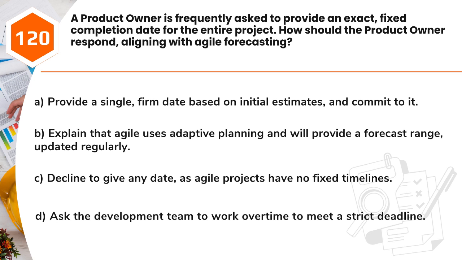Question 120. A product owner is frequently asked to provide an exact, fixed completion date for the entire project. How should the product owner respond, aligning with Agile forecasting? A. Provide a single, firm date based on initial estimates, and commit to it. B. Explain that Agile uses adaptive planning and will provide a forecast range, updated regularly. C. Decline to give any date, as Agile projects have no fixed timelines. D. Ask the development team to work overtime to meet a strict deadline.